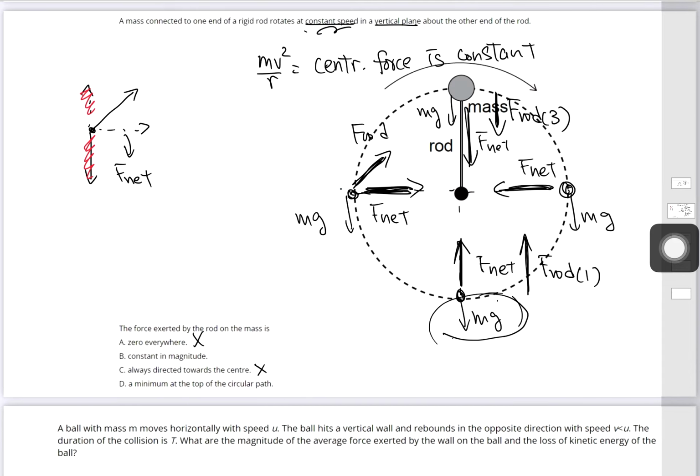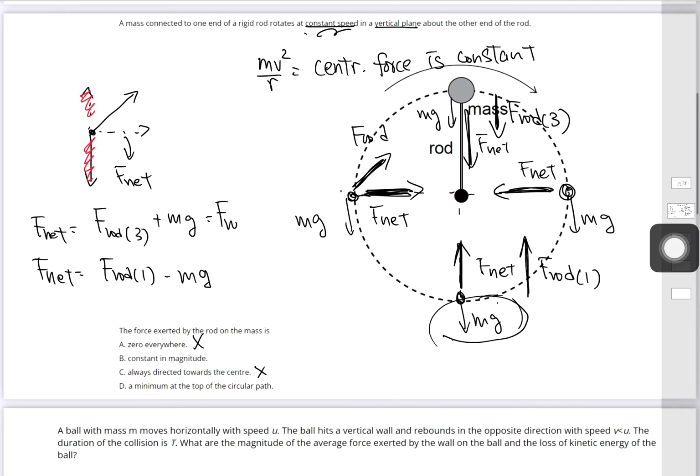And then we'll be talking about the magnitude. At the very top, the F net would be F rod 3 plus mg. At the bottom, F net would be F rod 1 minus mg. Because mv squared over r is constant, as we wrote down before, we get this. Based on this equation, it is very obvious that F rod 3 does not equal F rod 1. Therefore, it is not B. As a result, the only logical answer would be D.